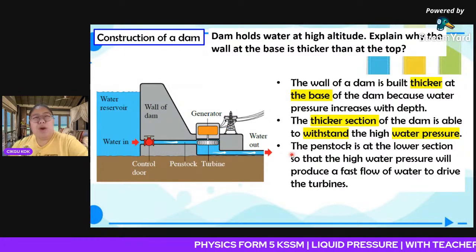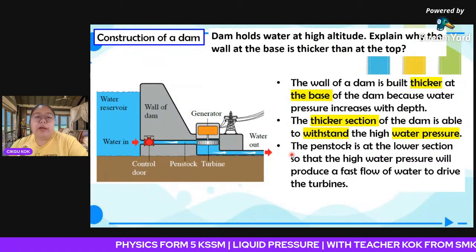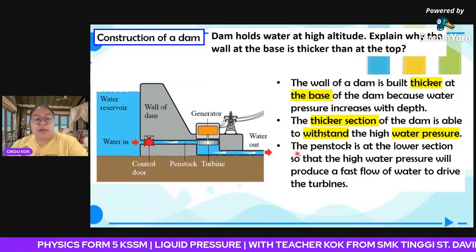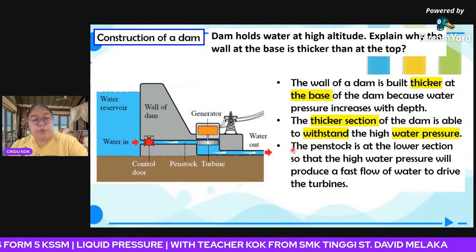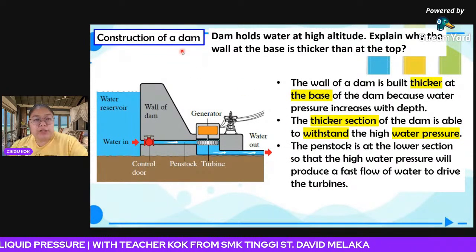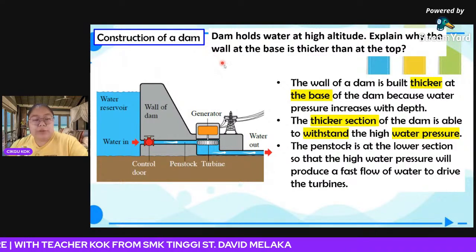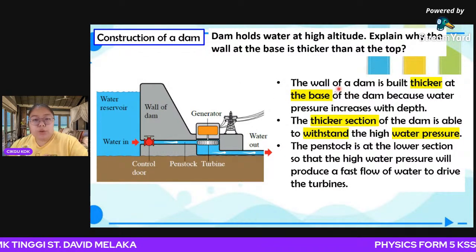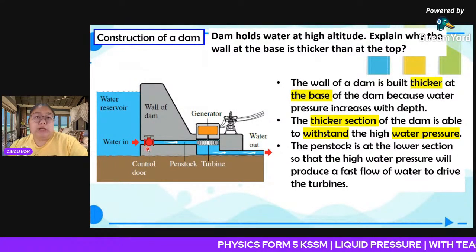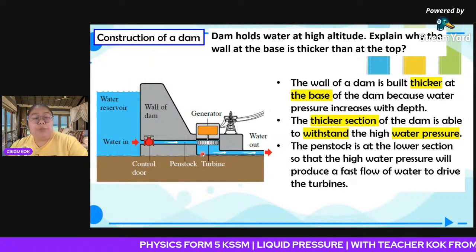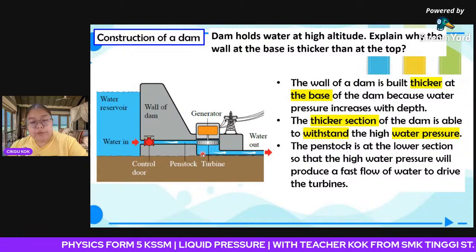This is one of the application questions, about 4 marks. They want you to explain using liquid pressure, how the construction of the dam applies liquid pressure in this situation. So you need to make sure you explain why the upper part is thin and the lower part is thicker. Then you must talk about the liquid pressure increasing with the depth.